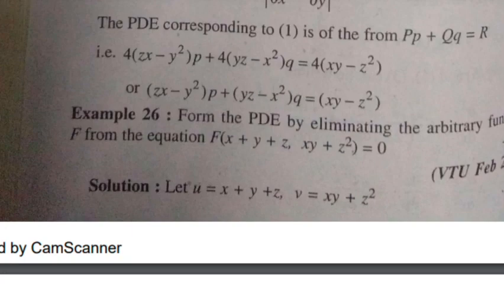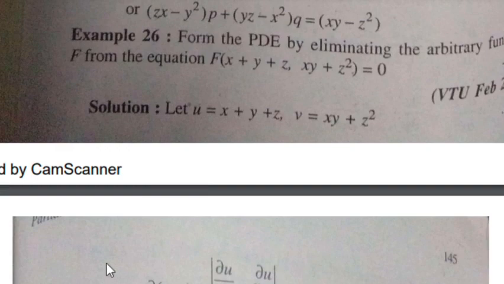In the same way, we solve the second problem. Now see here, this is again given. Form the partial differential equation by eliminating the arbitrary function f from the equation f(x + y + z, xy + z²) = 0. Again, as you did in the last problem, first take u equal to x + y + z, and take the second one, v equal to xy + z².